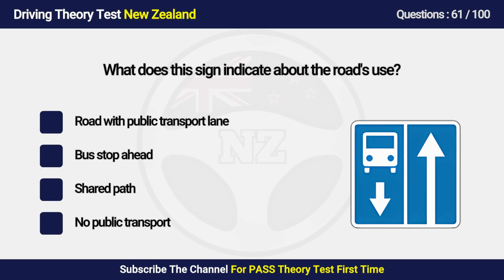A. Road with public transport lane. B. Bus stop ahead. C. Shared path. D. No public transport.